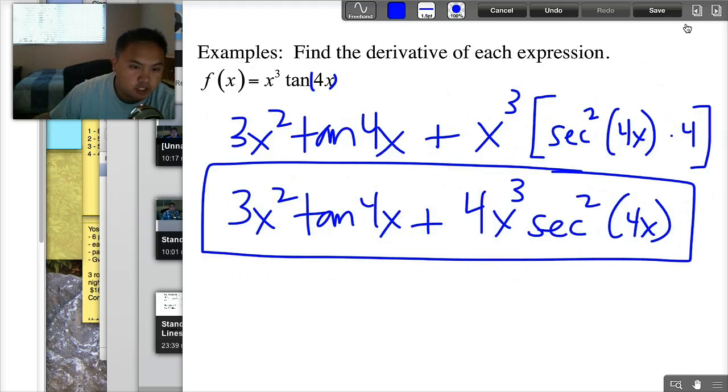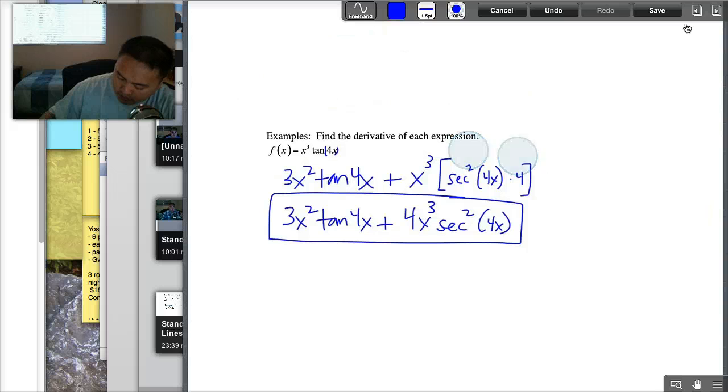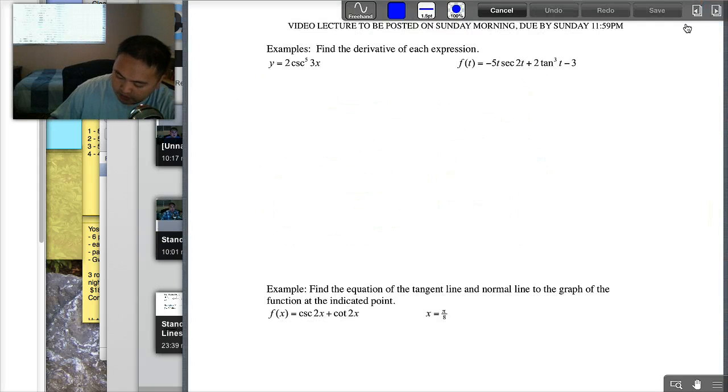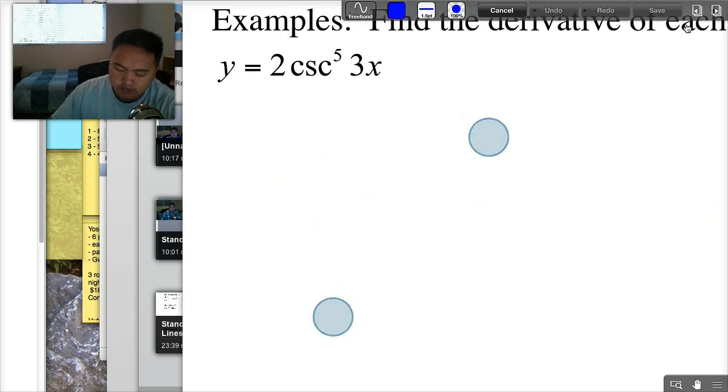Okay. If you have any questions, you're going to write this down in your homework, or if there's something you don't understand. Okay. Moving on to the next page. If you want to turn to the next page, I'm going to do 3 more problems for this lecture. A little bit more difficult here. I got 2 cosine 5 to the 3x.